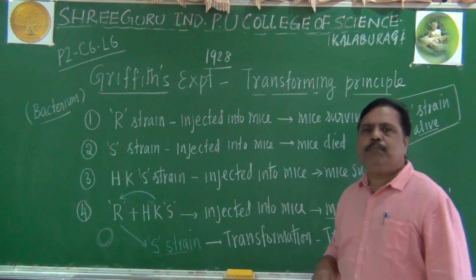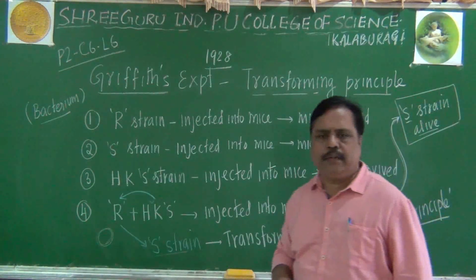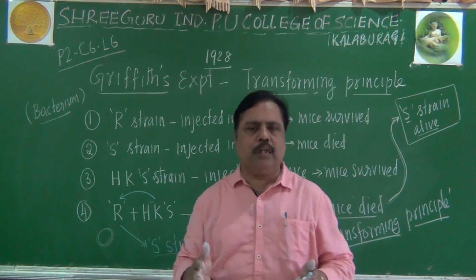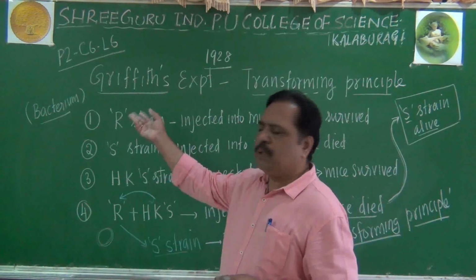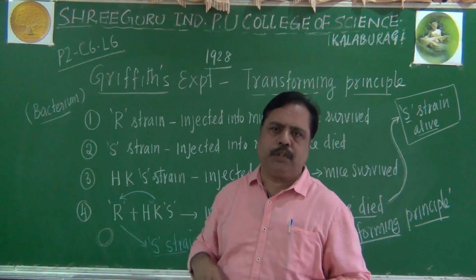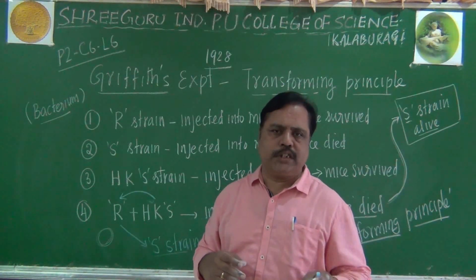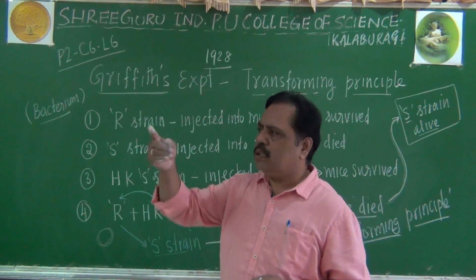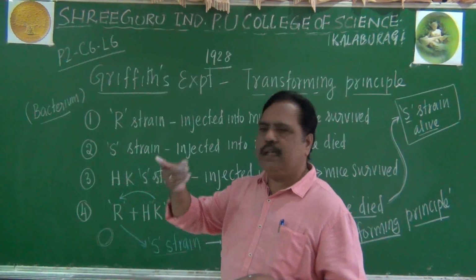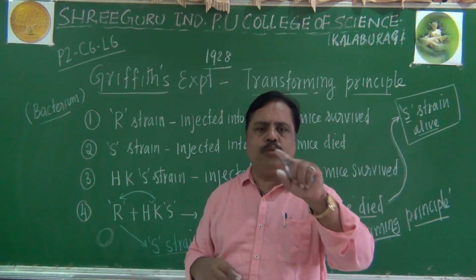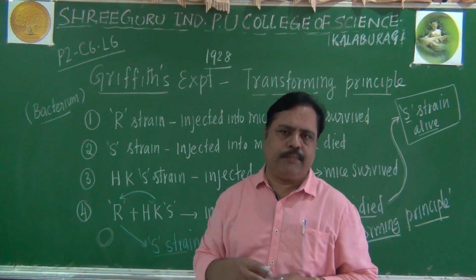Let me repeat it here, listen to me. In 1928, Griffith did some work in Streptococcus pneumonia bacterium. This bacterium has got two types, two strains in it. One is called R strain, another one is called S strain. R strain has got a rough capsule, S strain has got a smooth capsule due to the presence of some polysaccharide over the covering.